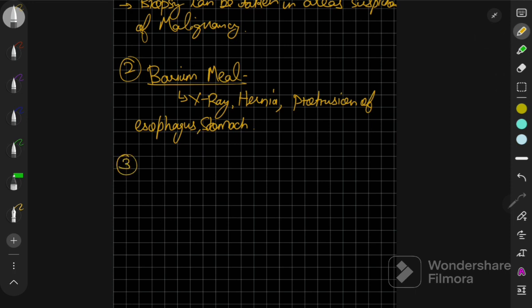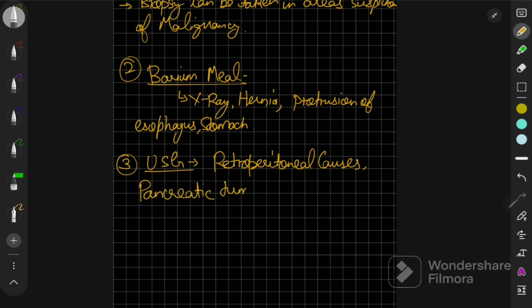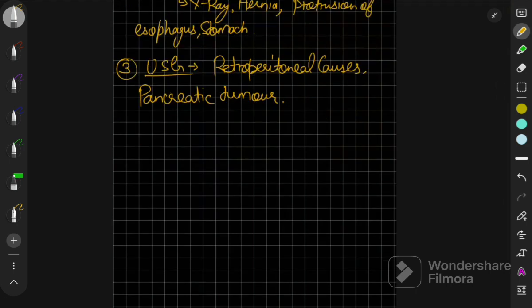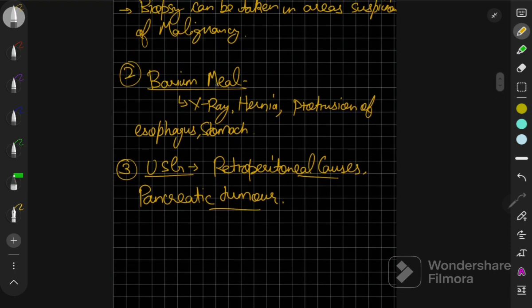Then comes the barium meal, done. Then ultrasound. We look for any other causes like retroperitoneal causes, pancreatic tumors, to rule out other causes which can lead to hiatal hernia. Okay. And we did retroperitoneal causes, pancreatic tumor, and barium meal or swallow, not barium enema.